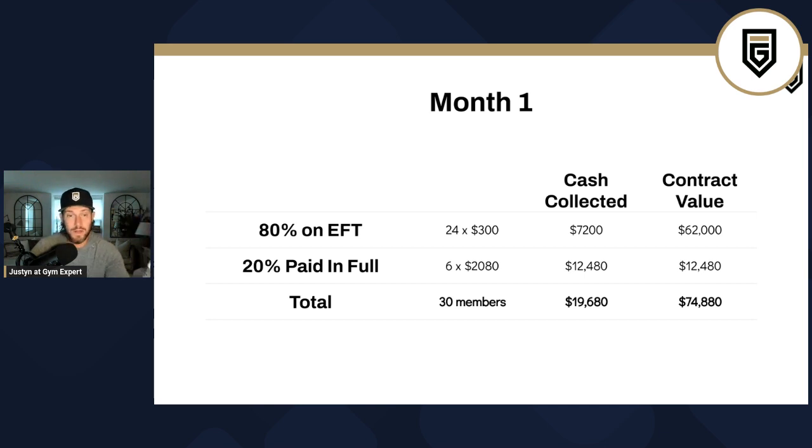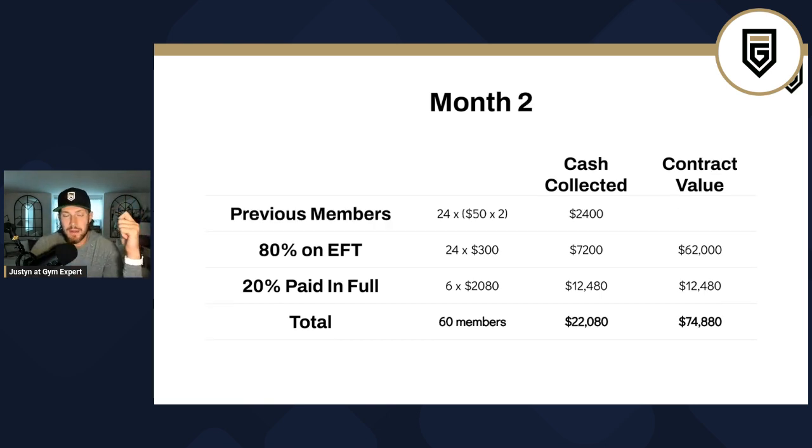And again, with the 20% that actually paid in full, there were 6 of them, 12,480, and their contract value and their cash collected are exactly the same because they are paying that all at once. So what that means for our business, we talked about the cash collected, which is just under 20, but for the actual contract value, if you fast forward to the end of the year, from those 30 sales, we will have collected just under $75,000 of revenue. Pretty good, right? So that's month one. Let's take a look at month two once we start to stack these.